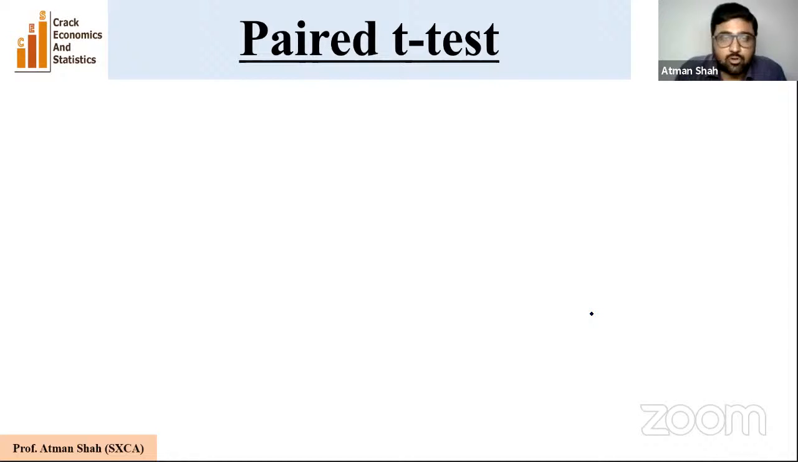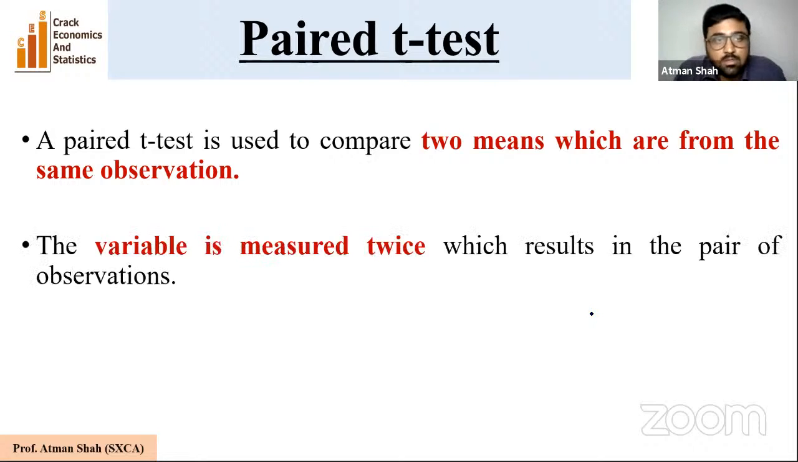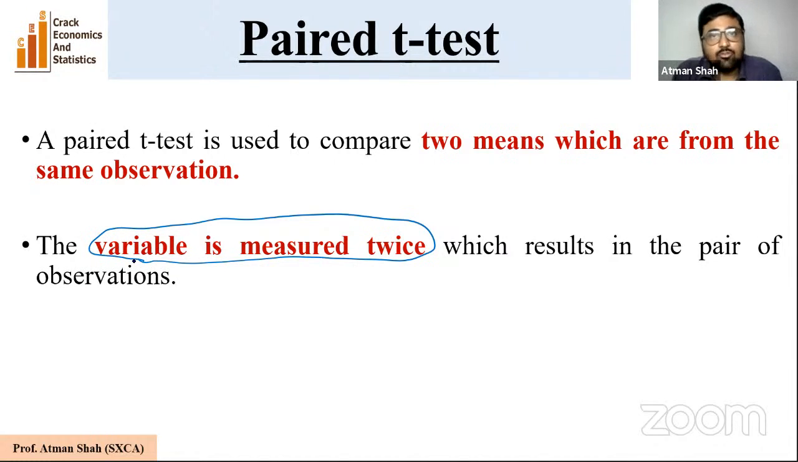Okay, so let's talk about the paired t-test. A paired t-test is used to compare two means which are from the same observations. So the variable is measured twice, which results in pairs of observations. You can see here we measure the variable at two different time periods. So we take the sample from the same observation at two different time periods.